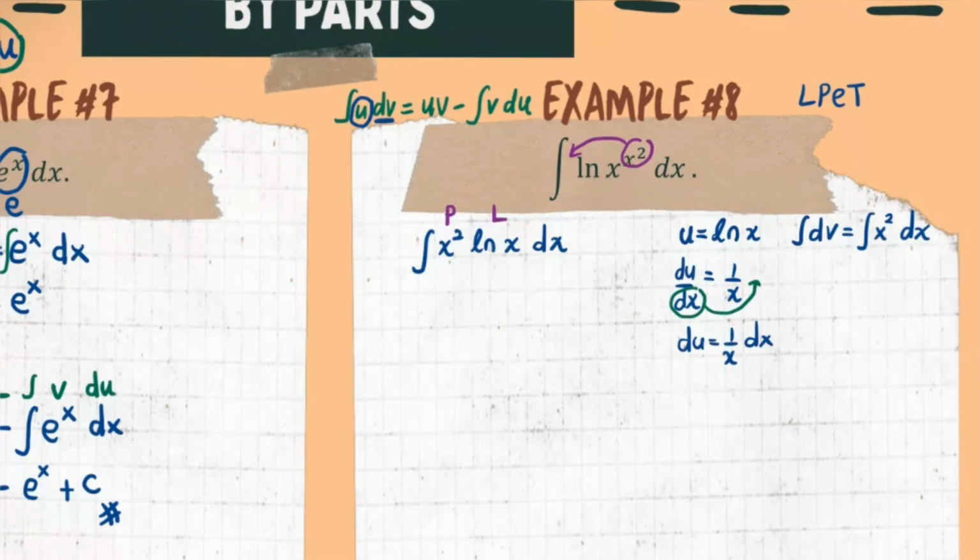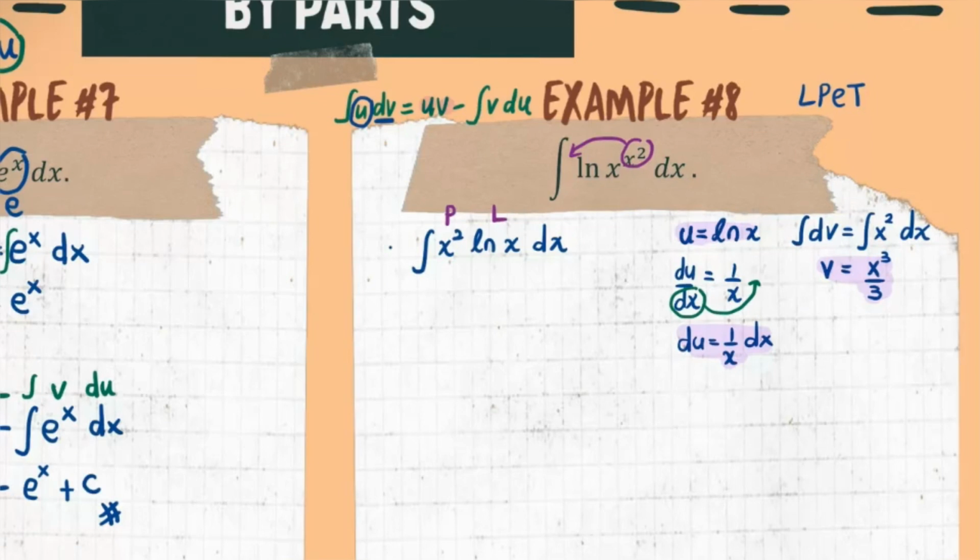Okay, next, what are we going to do with dv? So ada simbol integration kat sini kan? So integrate dv dapat v. And integrate x square will be power dia tambah 1 bahagi dengan 3. Okay. Now, apa yang kita perlukan adalah UV. So, U, V dan juga DU. So, 3 ini yang kita perlukan untuk digantikan dalam formula.